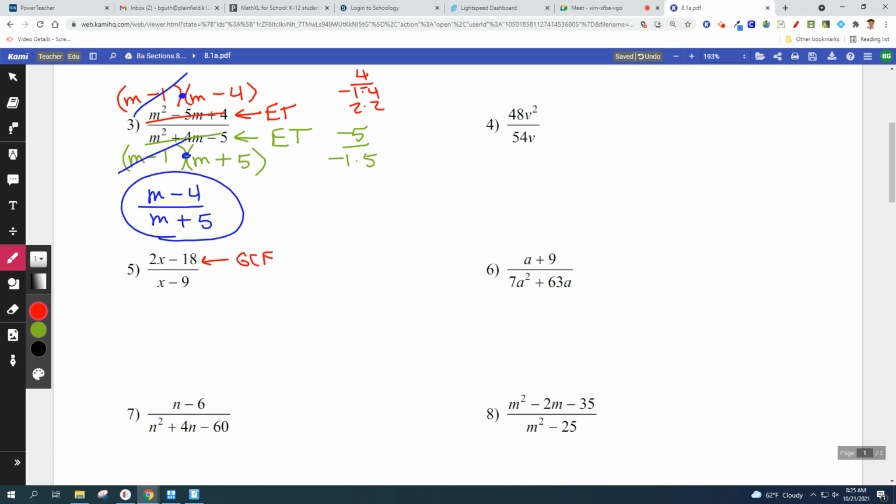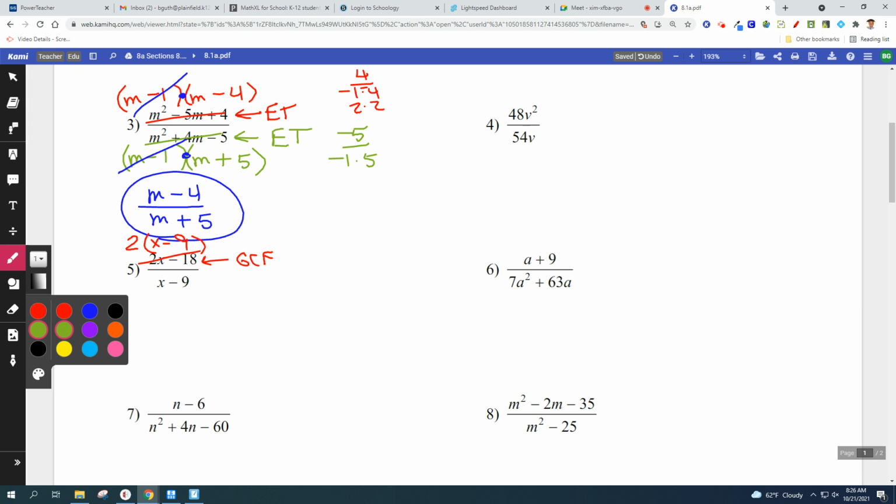What's in common of the 2x and the 18? What can they both be divided by? 2 and 18. Both of those can be divided by 2. So the common factor is 2. And then you think about what would I multiply by to get back to 2x minus 18? Well, 2 times x and minus 9, right? I've just factored. Factored means write it as a multiplication problem, right? I've got 2 times x minus 9.